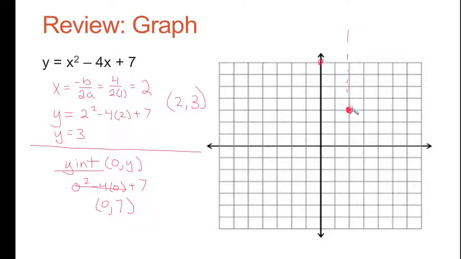Now we know our parabola has an axis of symmetry here, so since this one is 2 away, another coordinate would be over here. And we have our parabola.